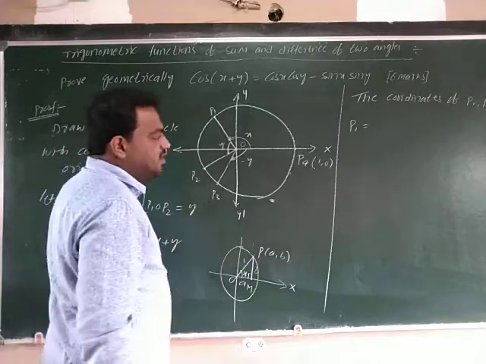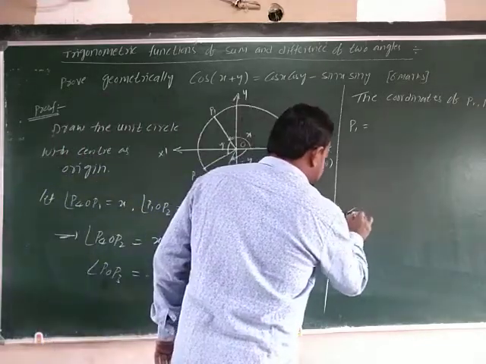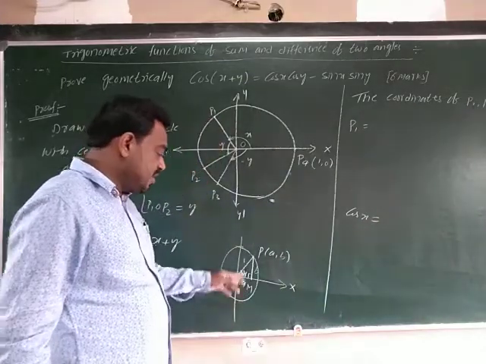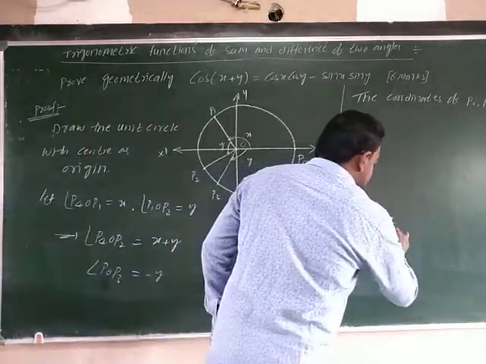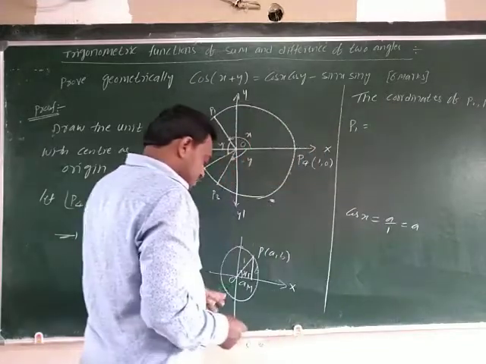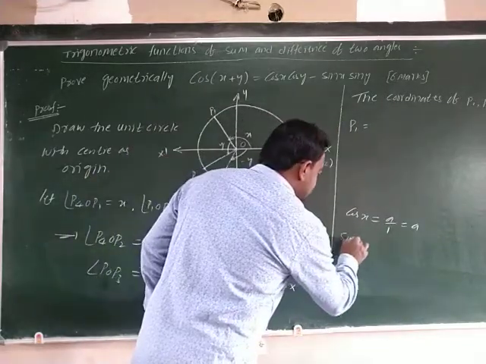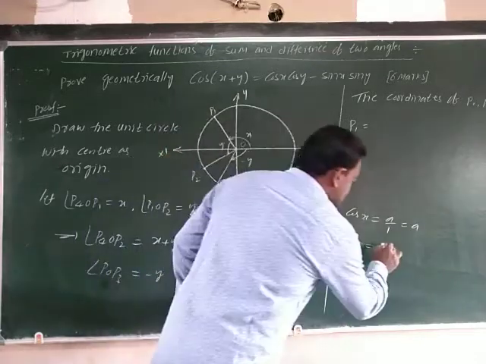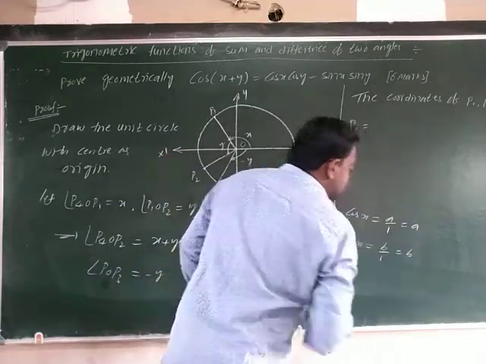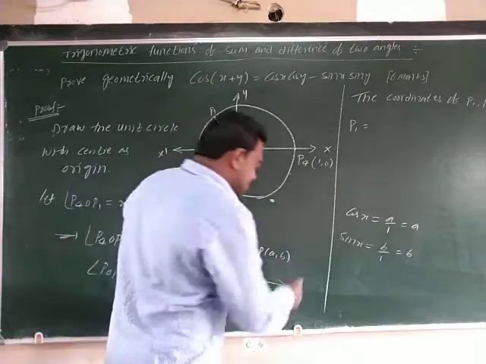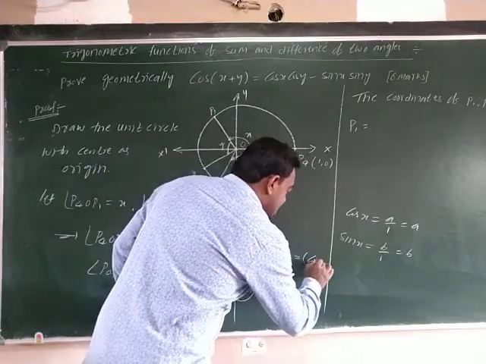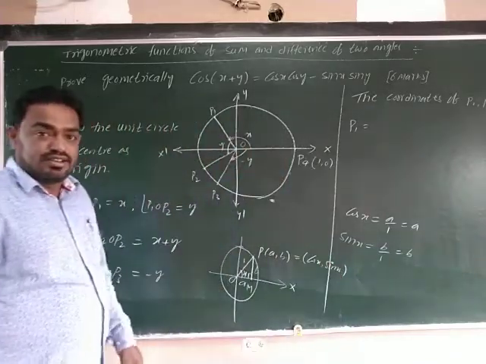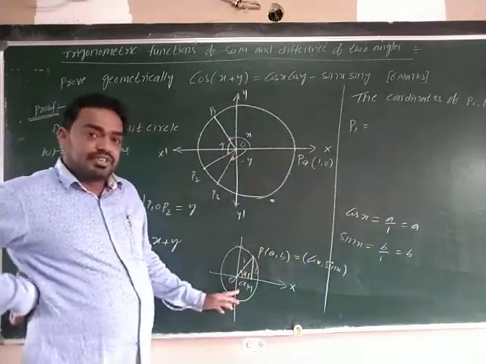How are we defining cos of an angle? For example, cos theta is equal to adjacent by hypotenuse, that is a by 1, which equals a. Next, sin theta is equal to opposite by hypotenuse, so b by 1, which equals b. That means here a comma b is equal to cos x comma sin x. So like this we are writing.